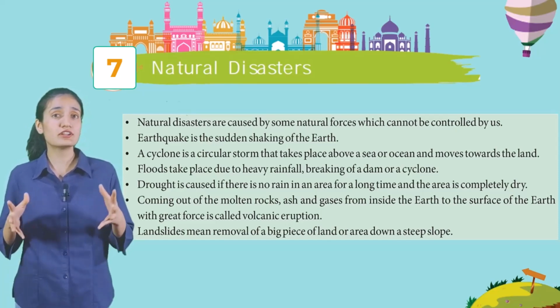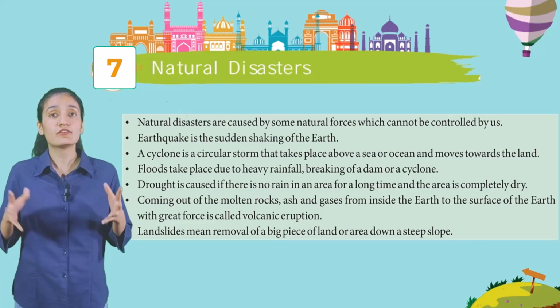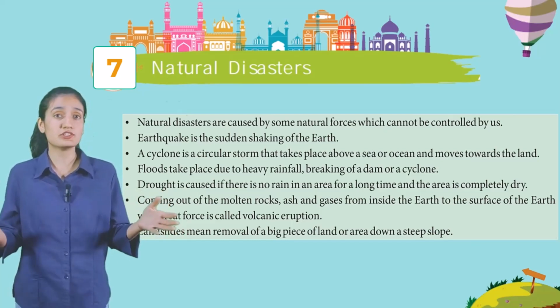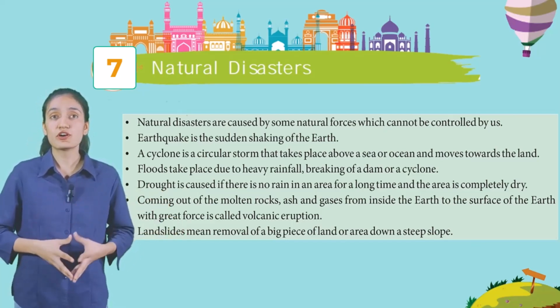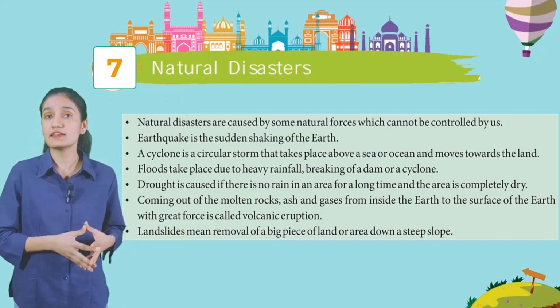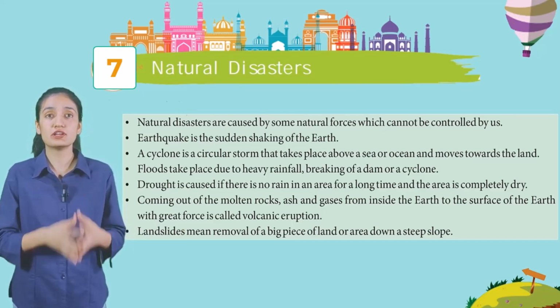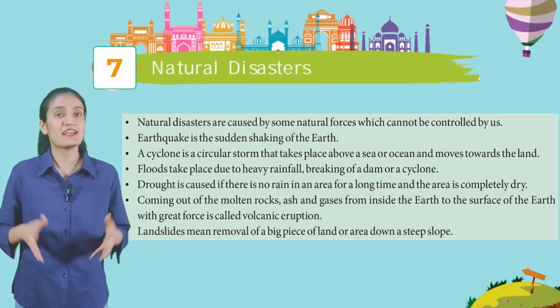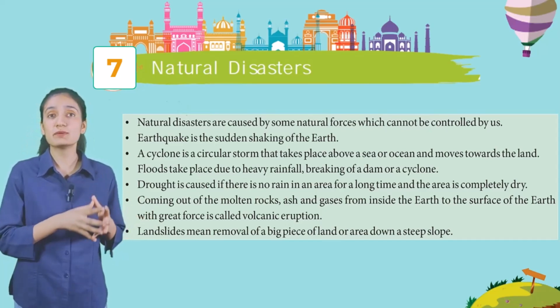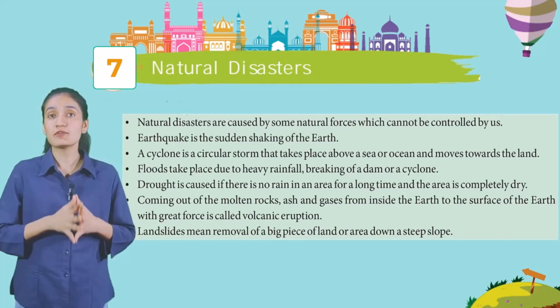Drought is caused if there is no rain in an area for a long time and the area is completely dry. Coming out of the molten rocks, ash and gases from inside the earth to the surface of the earth with great force is called volcanic eruption. Landslide means removal of a big piece of land or area down a steep slope.